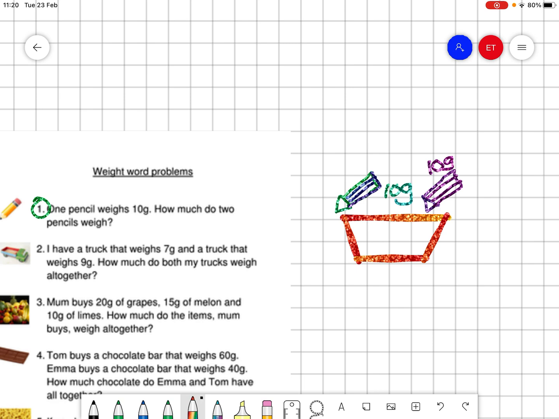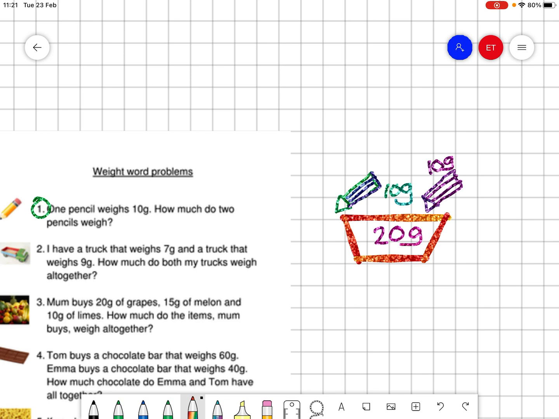So what number is going to be on the scale? Well, 10 plus 10 is 20 grams. So that's how the drawing helped us visualise it. Now, I know some of you will be able to read that and think, right, 20 grams.